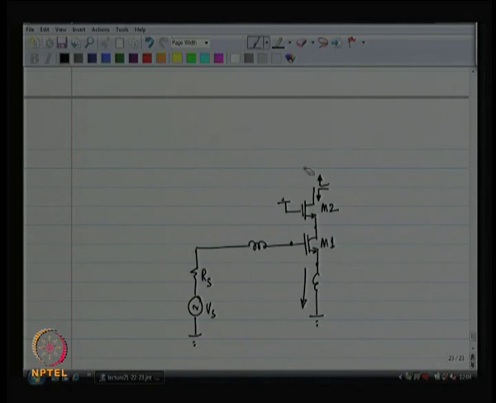All right. Now, what is the impedance looking downwards from the drain of M2? What is the impedance at the frequency of interest? What is the impedance looking downwards from the drain of M2? Okay, question before we do this. What is the impedance looking in here?